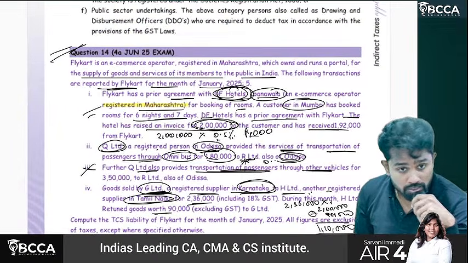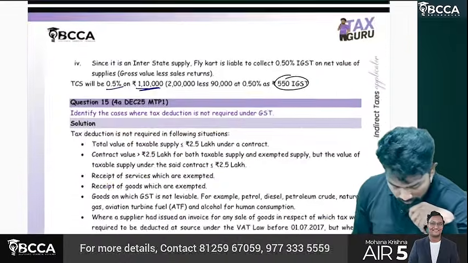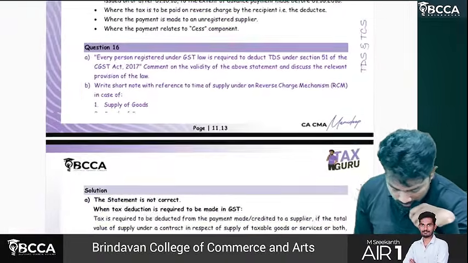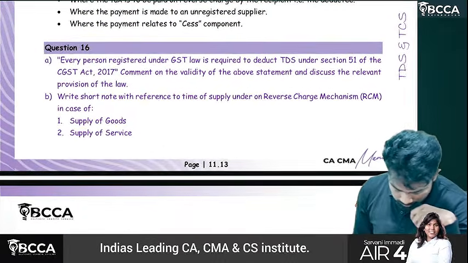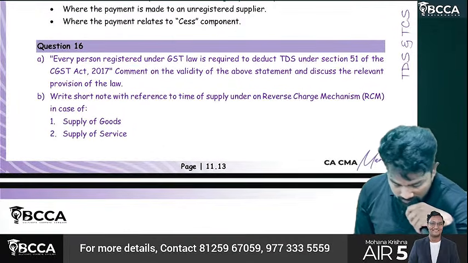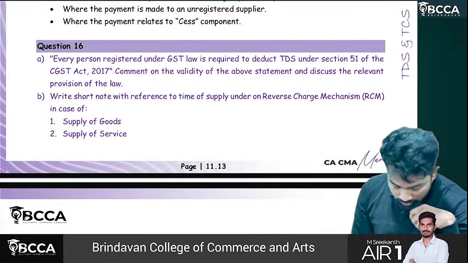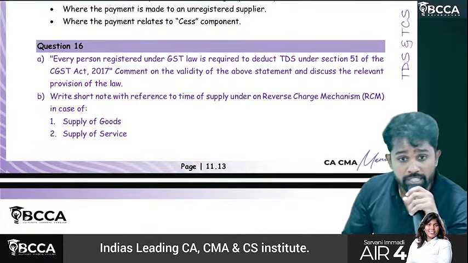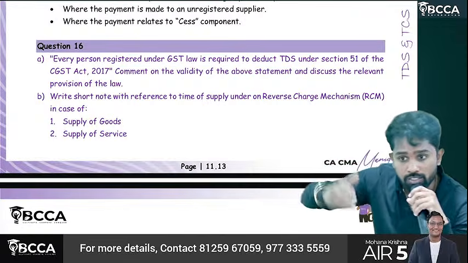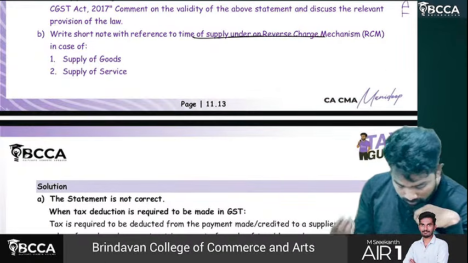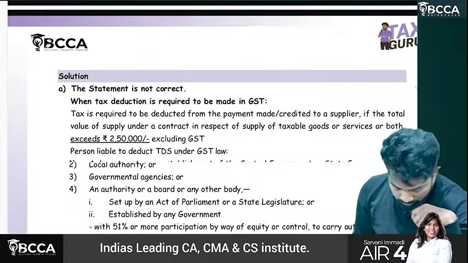Okay, question number 14. Then 15 is about identifying the cases where TDS is not required. Then 16 also, sir. Every registered person under GST is required to deduct TDS. Comment on the validity. Not every registered person is required to deduct TDS. To whom is TDS applicable? We need to write out the list. Write a short reference on time of supply under RCM. Time of supply points are there.